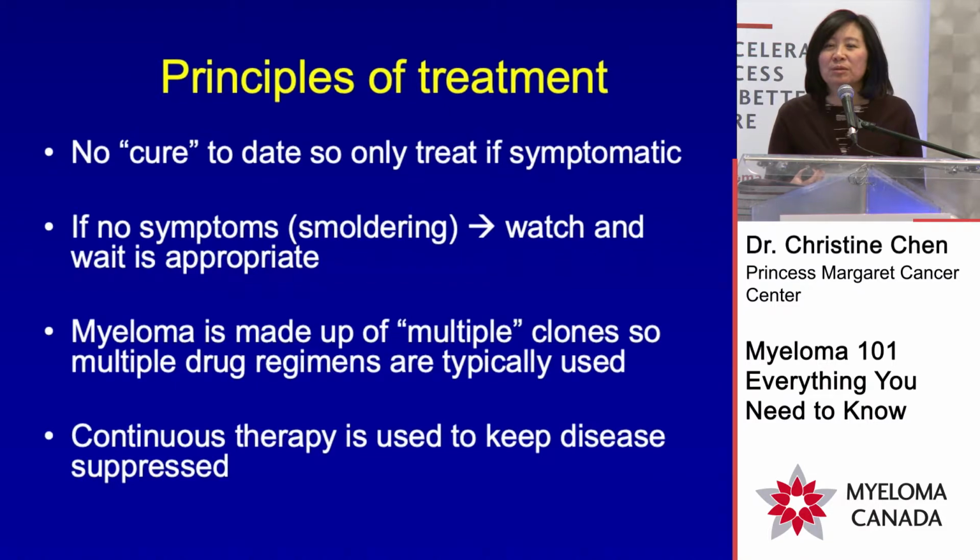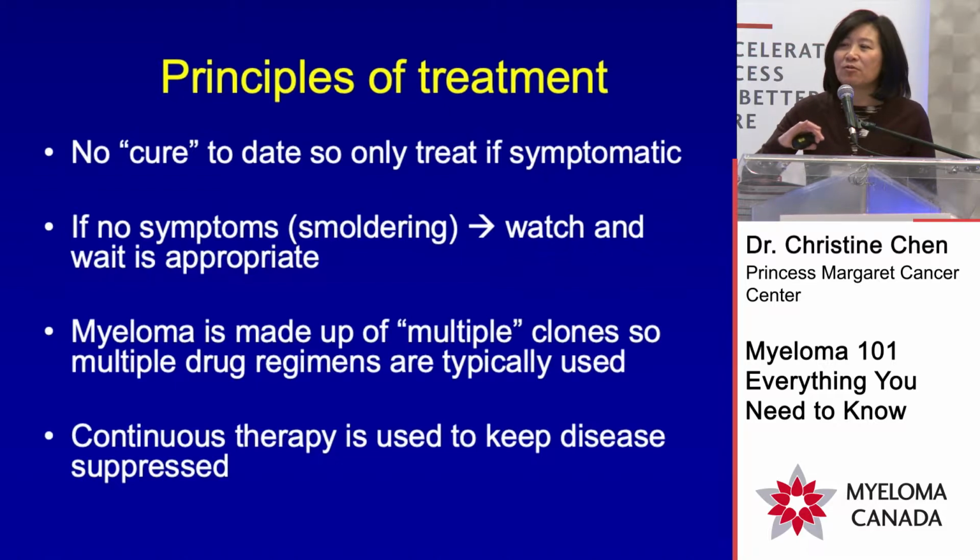So we only treat people if they have symptoms. We talked about the CRAB symptoms, those 3 biomarkers I mentioned. You may not have symptoms, but those 3 do indicate you're going to become active sooner than later. So we'll take those and lump you in as symptomatic and start treatment. If you don't have symptoms, we refer to you as smoldering myeloma. So you have myeloma, you have at least 10% plasma cells in your bone marrow, and then we call you smoldering. But if you don't have any CRAB symptoms or those biomarkers, we just watch and wait.